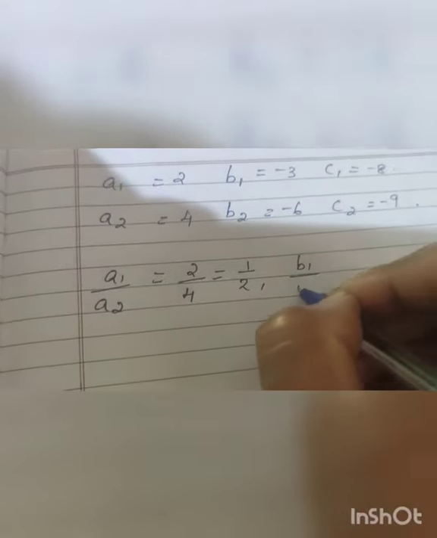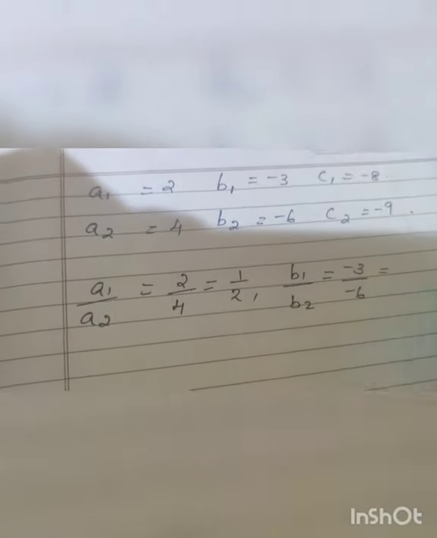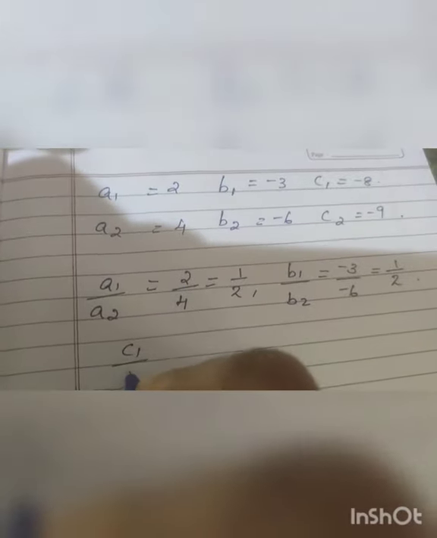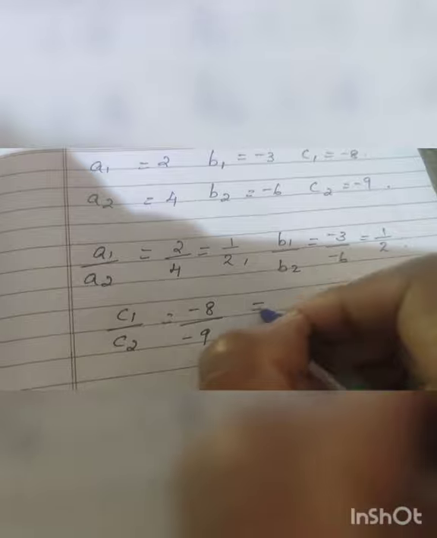What is b1 by b2? Negative 3 by negative 6. What is negative 3 by negative 6? Again 1 by 2. Then what is c1 by c2? c1 by c2 is negative 8 by negative 9, which can be written as 8 by 9.